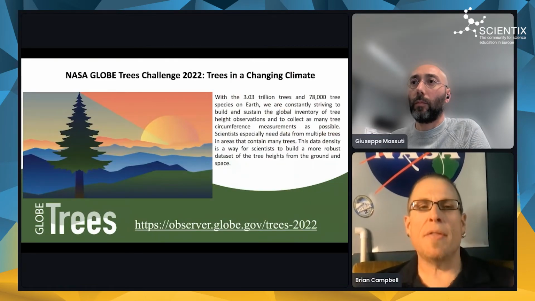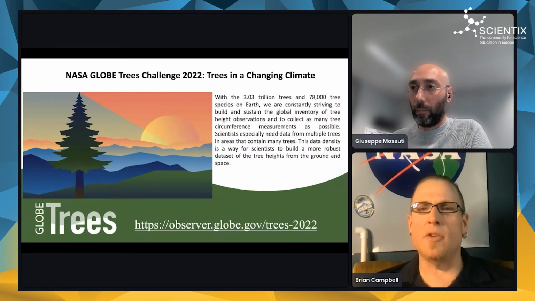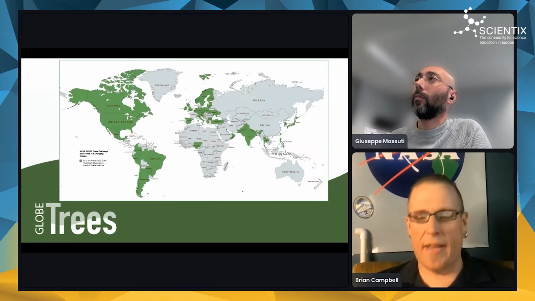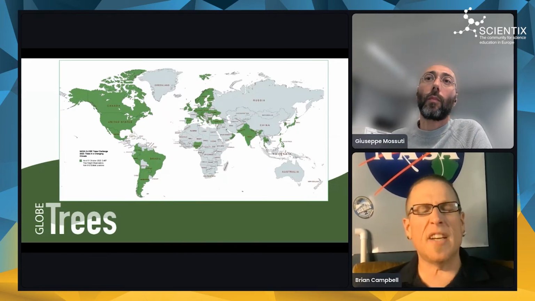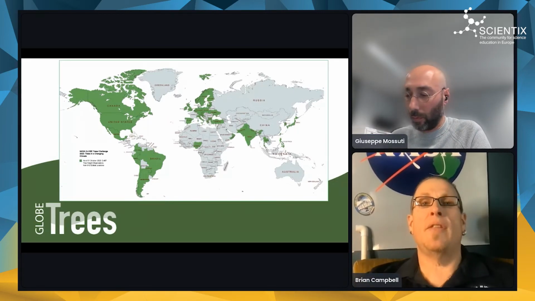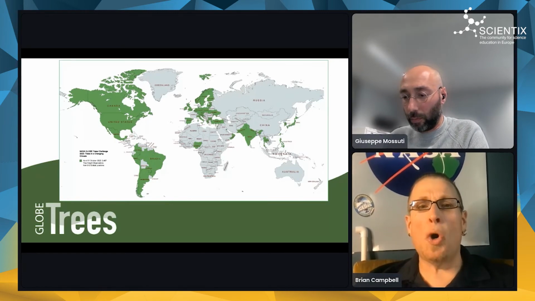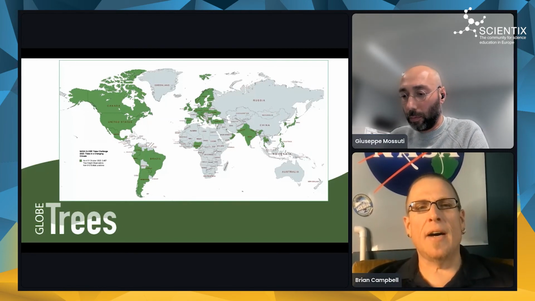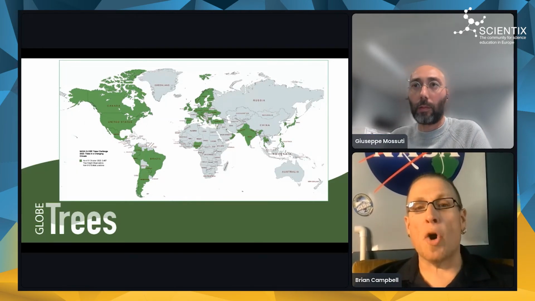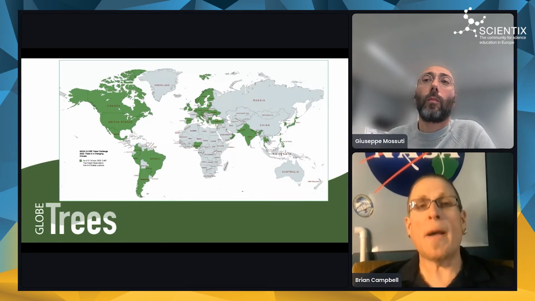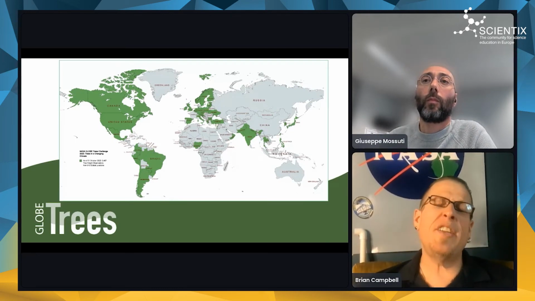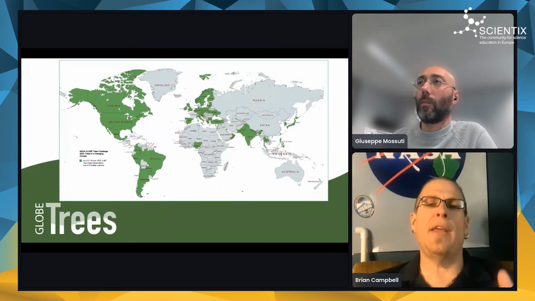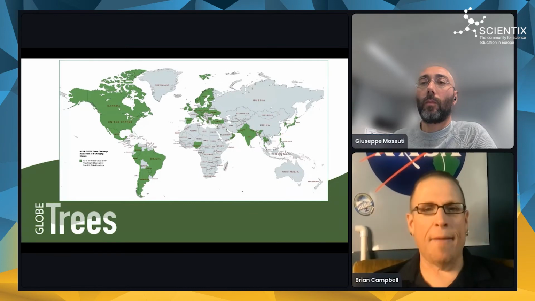We just finished the NASA GLOBE Trees Challenge 2022, Trees in a Changing Climate. It was a month long, lasting from the 11th of October to the 11th of November. This graphic shows you all the countries that participated. I think approximately 54 countries took observations during this challenge. What we wanted to do is what's called data density: get as much data as we can in particular areas for a short amount of time.